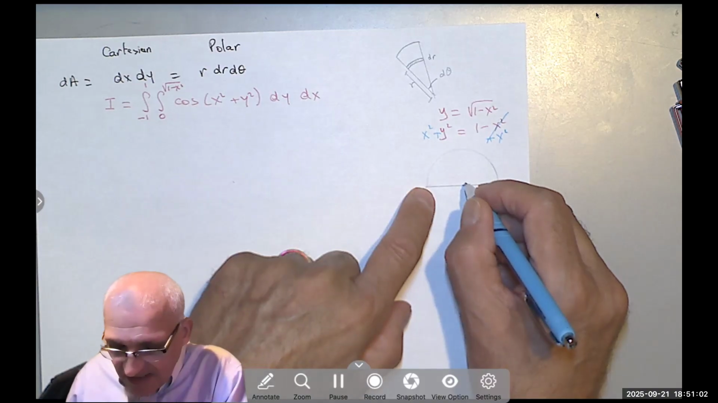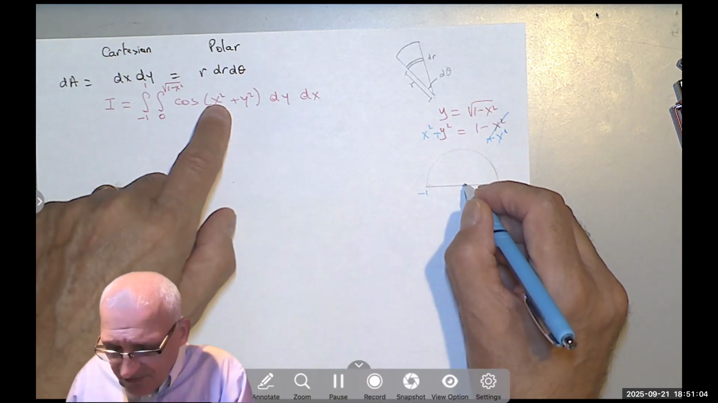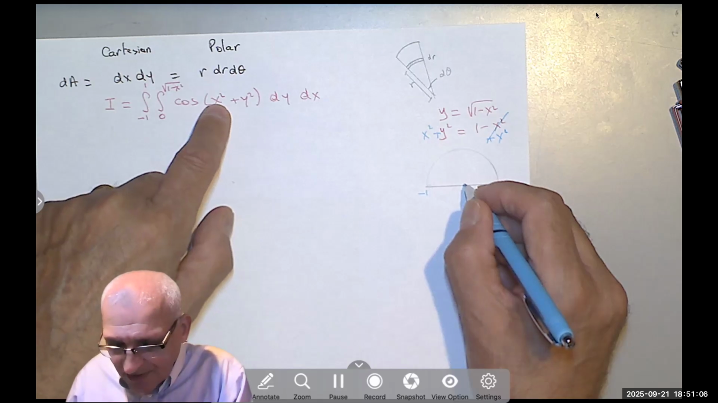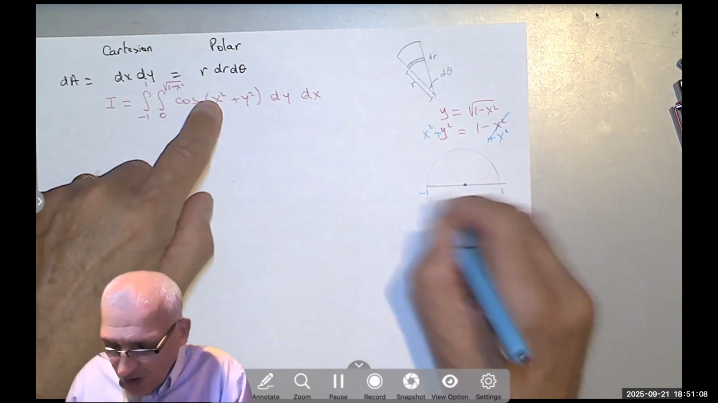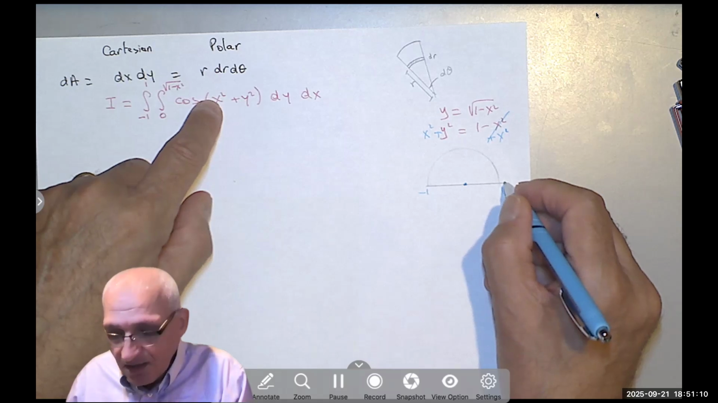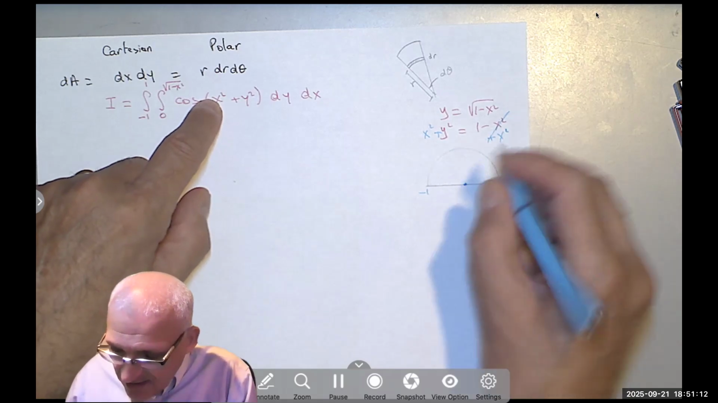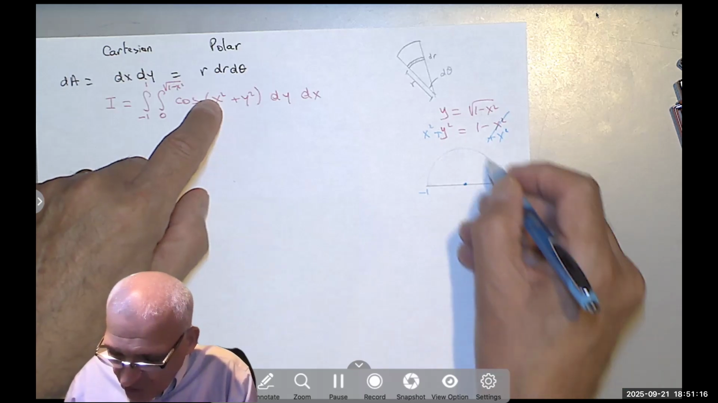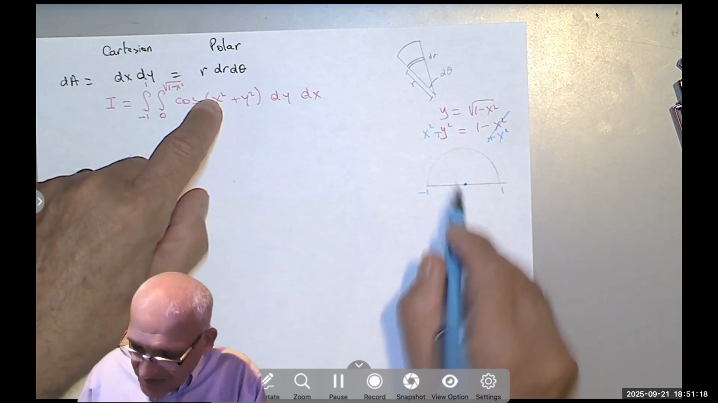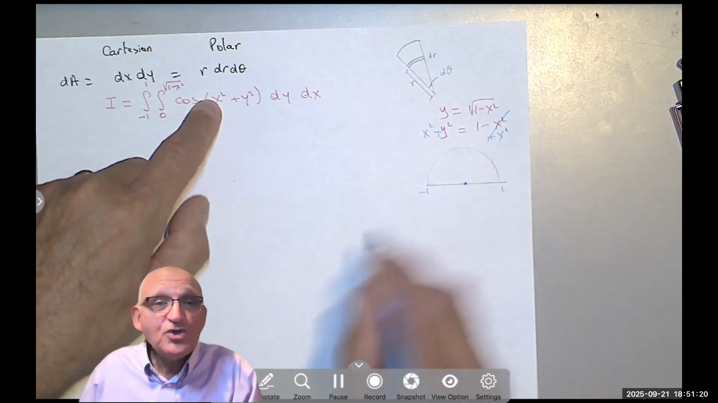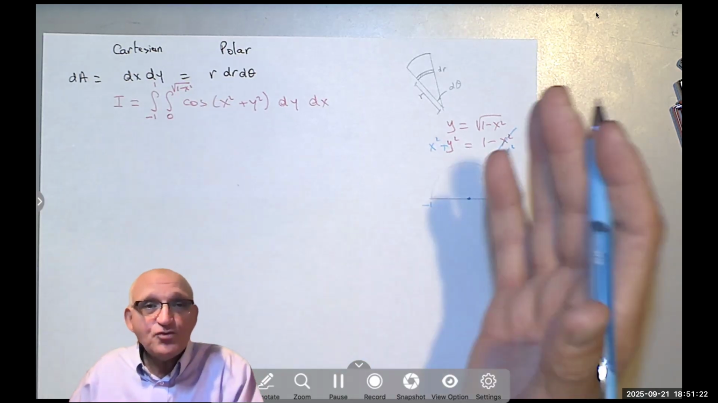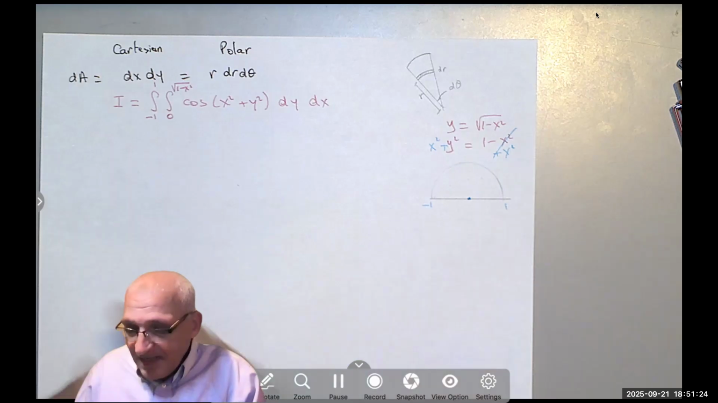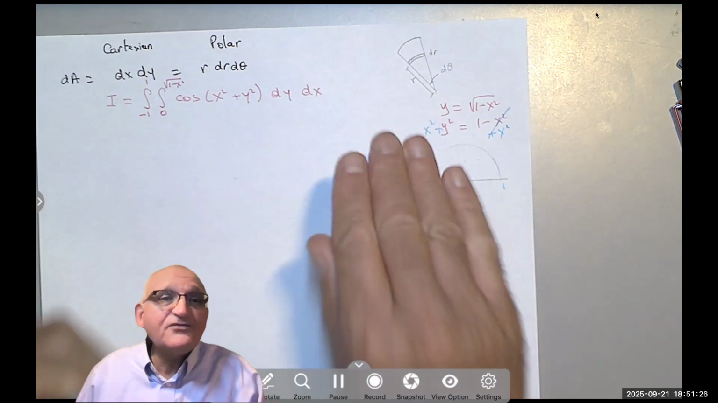When you go, say here, x is -1, so x squared is 1, but y is 0, so you get cosine 1 and sine 1. And if you go somewhere in the middle, at every point you have a different x and a different y. If you square and add them up and take the cosine, you will get a different height.